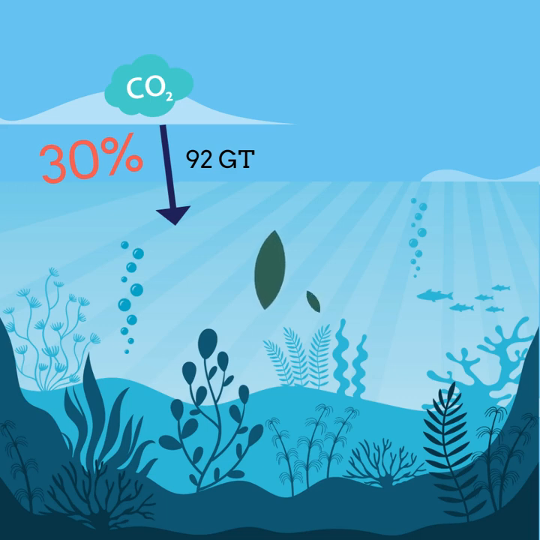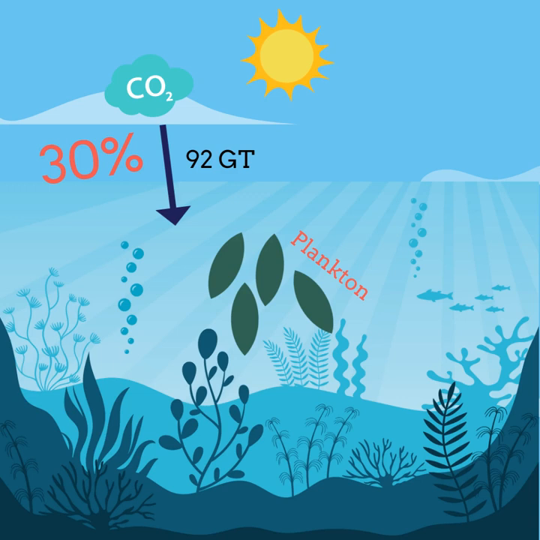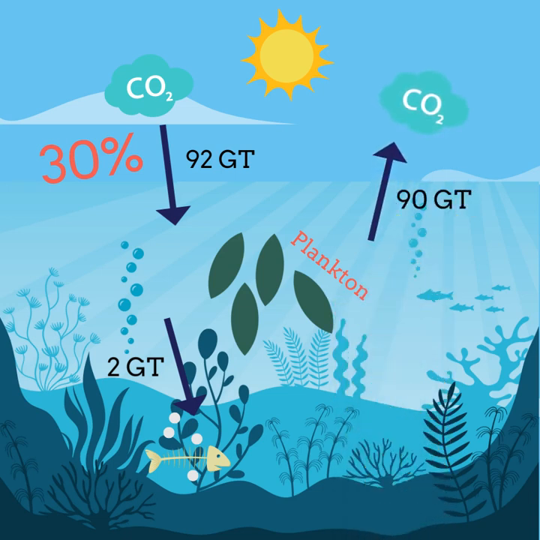Once the carbon is in the ocean, it is then metabolized by phytoplankton using energy from the sun. After that, the carbon will eventually drop to the ocean floor or end up back in the atmosphere. Per year, 2 gigatons of this CO2 sink to the ocean floor in snow-like flakes, creating sediments. The remaining 90 gigatons of CO2 are released from the ocean surface back into the atmosphere.